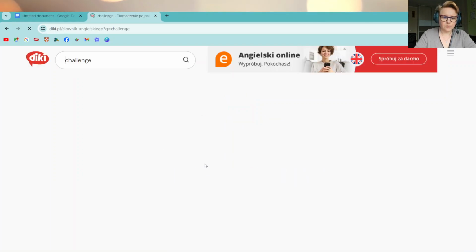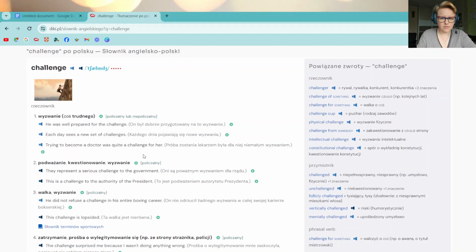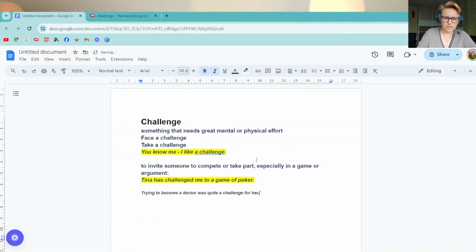Okay. The next thing I'm doing here now is I'm looking in the dictionary, Diki Dictionary, that's a Polish dictionary. So here you have explanation in Polish. Yes, wyzwanie. But I like this dictionary because it gives quite nice examples. He was well prepared for the challenge. Each day seems a new set of challenges. Trying to become a doctor was quite a challenge for her. You can also make an adjective here. It was quite challenging for her. Yeah, so something can be very challenging if you think it's very difficult.